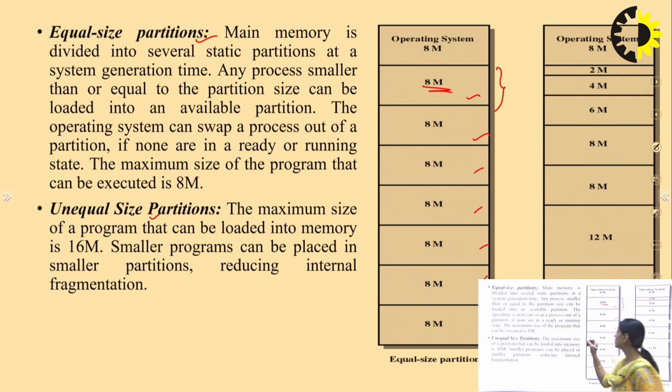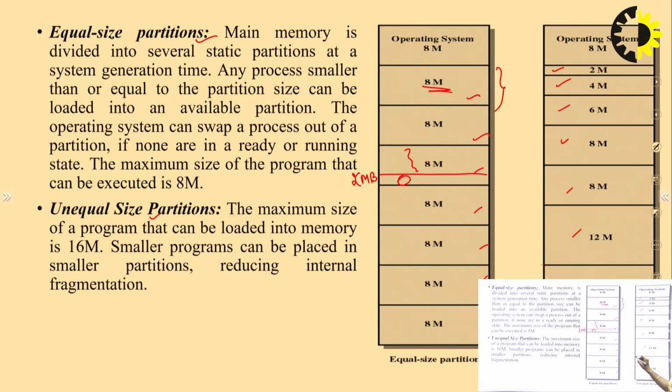Suppose we have a process of 2 MB entering into the system. This 2 MB will be taken up by the process and this 6 MB would be free. So that leads to the wastage of memory. For that we had another option of unequal sized partitions, where we have partitions of different sizes. Depending upon the process that is entering into the system, the partitions are allocated to those processes.